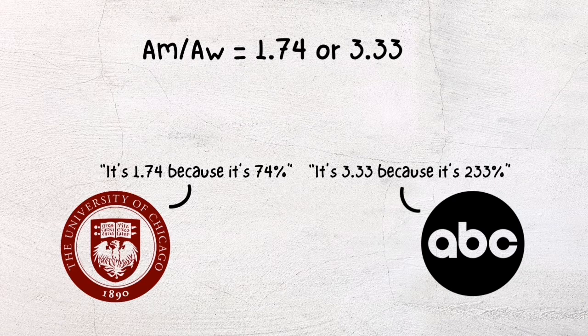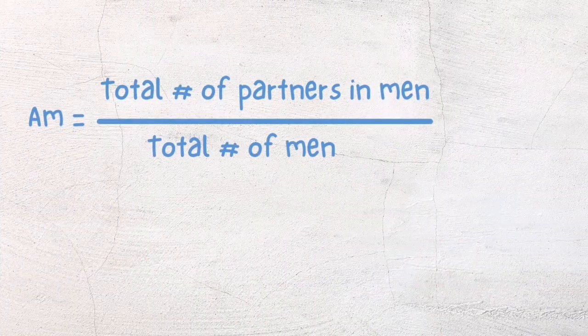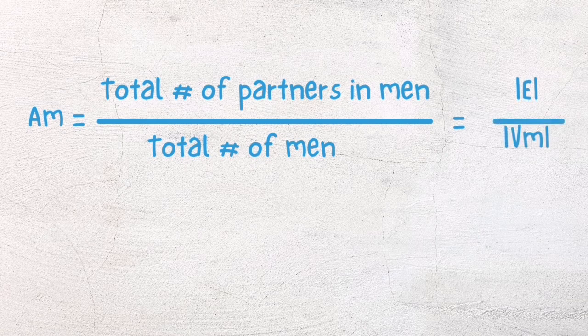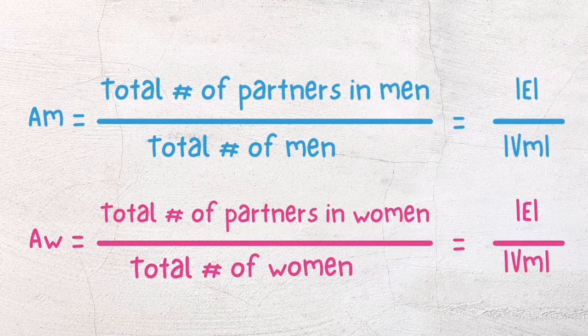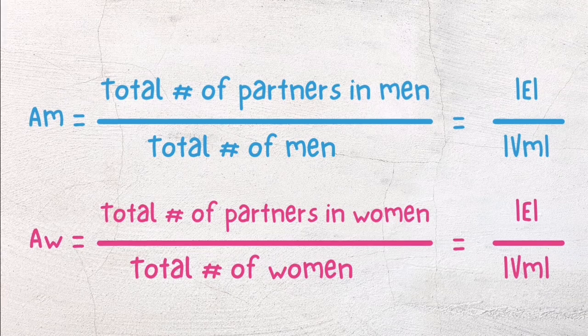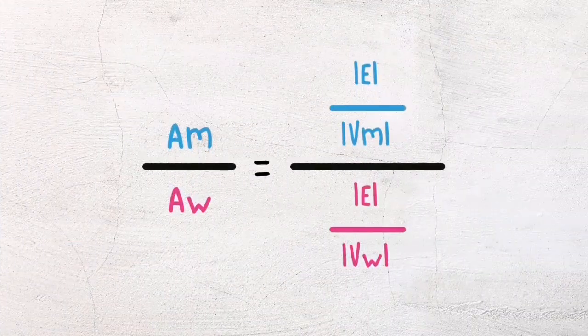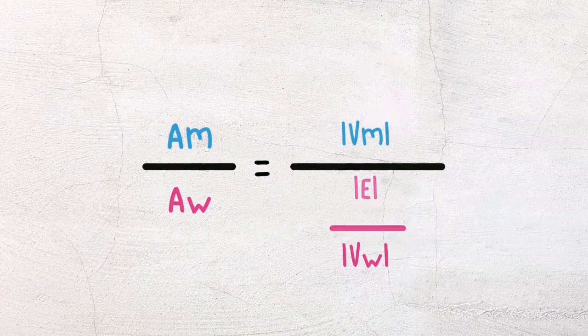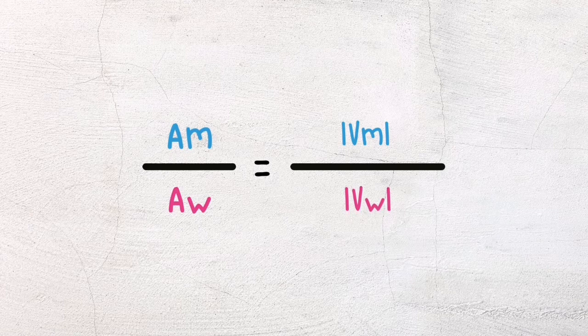Now, let's see if this is true. What is AM? The opposite gender partners for men is the total number of partners they had divided by the number of men. It's the number of edges divided by the number of nodes. Same goes for the average in women. Now, divide both of these equations together and you can see that we can cancel the number of edges out. Thus, the ratio of the average number of opposite gender partners in men to women is just the number of women divided by the number of men.